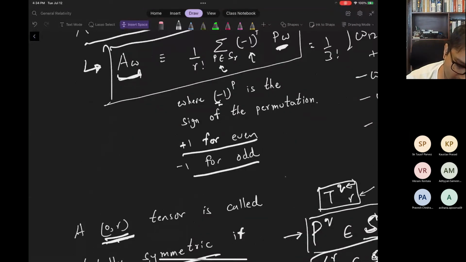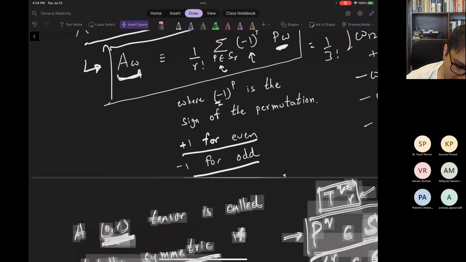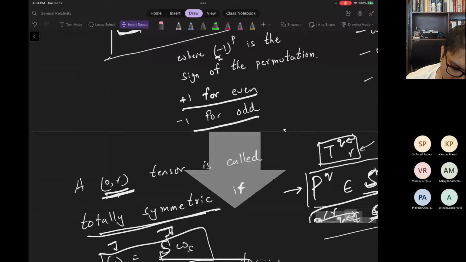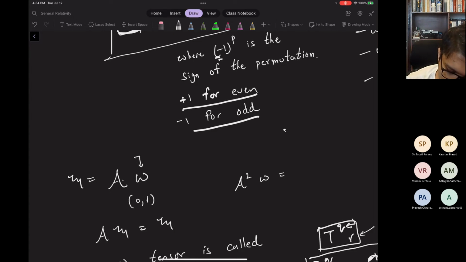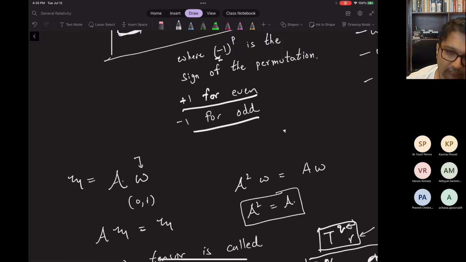So in other words, what we want to check is, if I start with any general omega of type 0R and I act with the anti-symmetrizer, I get a new tensor psi. My claim is that psi is a totally anti-symmetric tensor, which means A psi should be equal to psi. Or in other words, for any tensor omega, we're claiming that A square acting on omega is equal to A omega. That is, the operation A square is equal to the operation A. Right? Yes, sir.